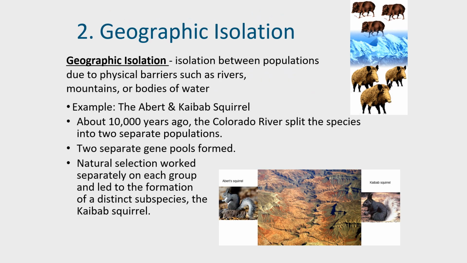The second one would be the geographic, and you guessed it, is due to having to be in different areas that's separated by a physical barrier, like a river, mountain, or bodies of water. The example would be the Abert and Kaibab squirrels. About 10,000 years ago, the Colorado River split the species into two separate populations. Two separate gene pools formed, and then natural selection did its thing separately, and then each group led to a different formation of a distinct subspecies. Okay, so different squirrels.